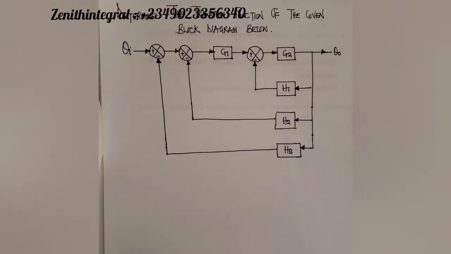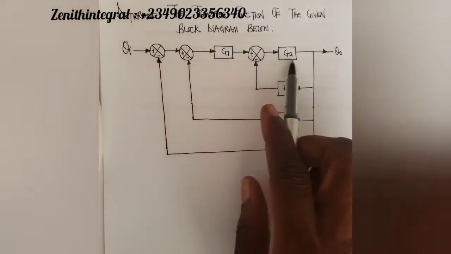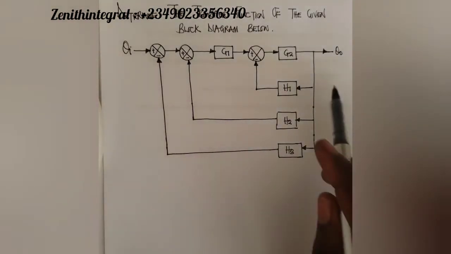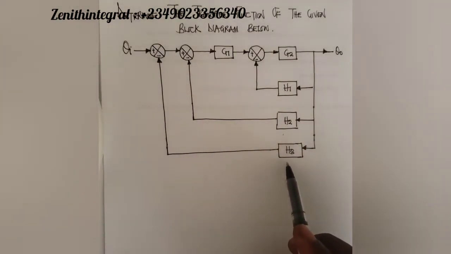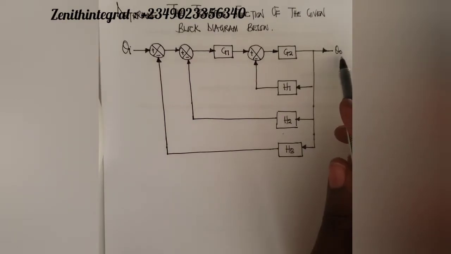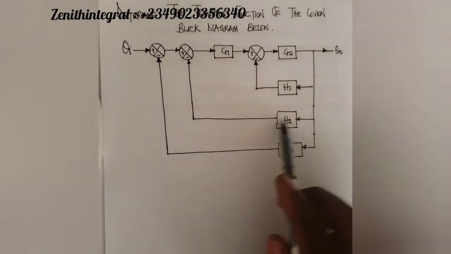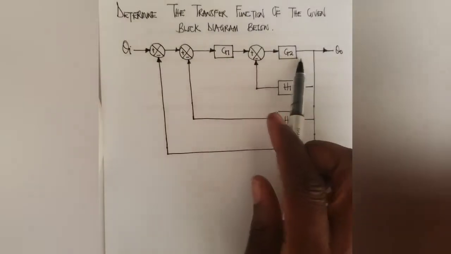When you take a look at this block diagram, we have some elements that are forward part, while we have some elements that are corresponding feedback loop elements. The forward part elements are your G1, your G2, while your corresponding feedback elements are your H1, your H2, and H3. You can see they are coming out from the output signal. So they are corresponding feedback loop elements, and these are forward part elements.